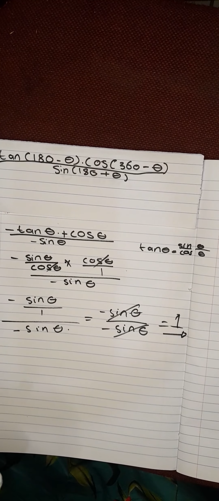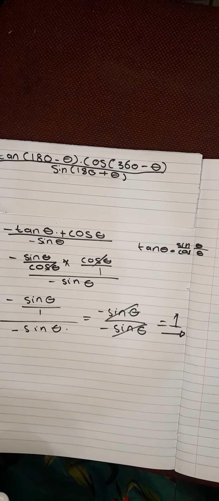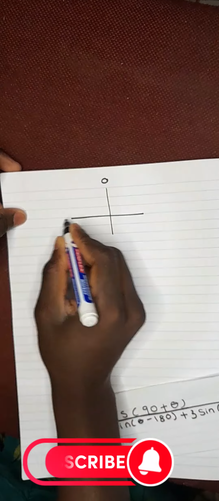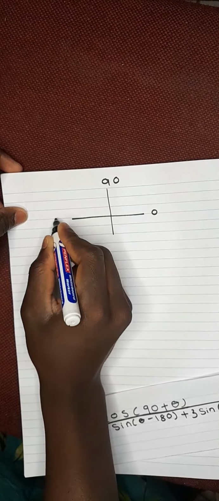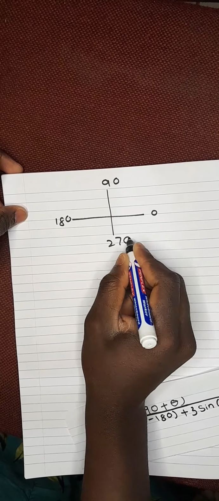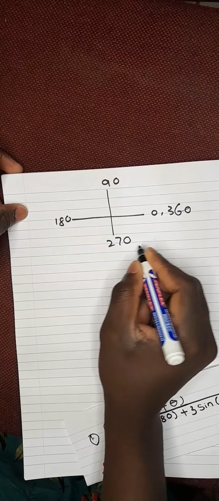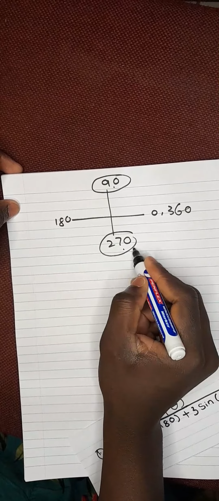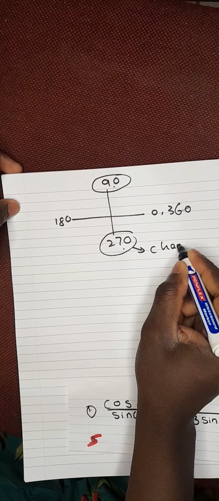Let us go to our second question. As we continue, this is our second question. Here I want us to talk about something before we start treating this question. On our Cartesian plane we have something like this. We have 0, we have 90, we have 180, we have 270, we have 360 here. My 90 and my 270 mean something, they mean change.